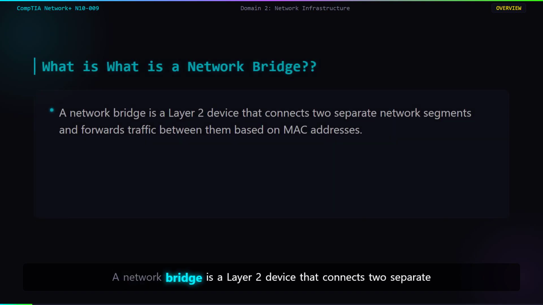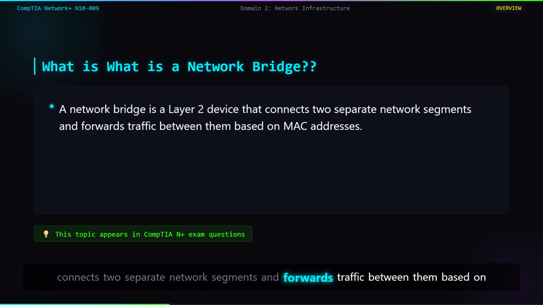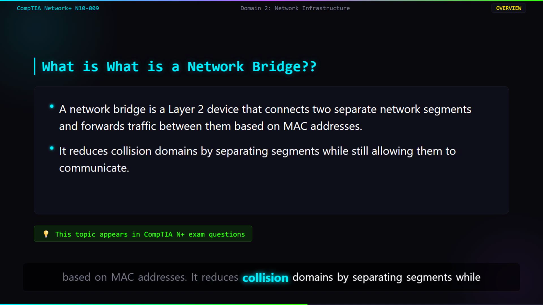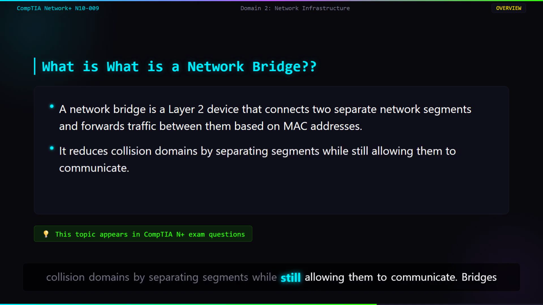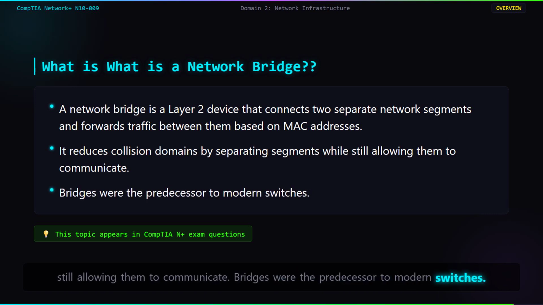A network bridge is a Layer 2 device that connects two separate network segments and forwards traffic between them based on MAC addresses. It reduces collision domains by separating segments while still allowing them to communicate. Bridges were the predecessor to modern switches.